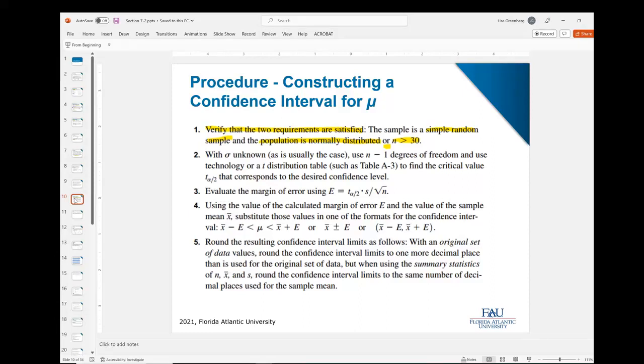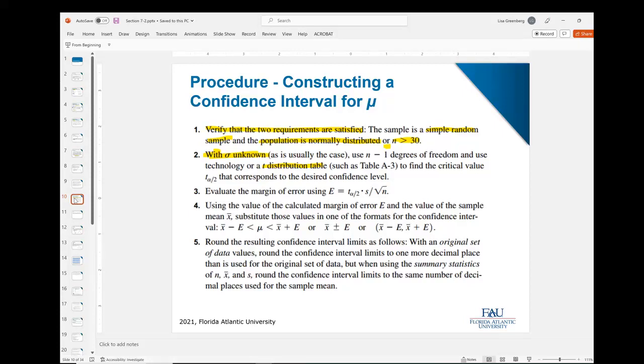So here it says, as long as we have an unknown sigma, so that's our standard deviation, we don't know it, use n-1 degrees of freedom and use technology or a t distribution table. So with unknown sigma, we're going to use a t distribution table to find critical values. And I'm going to show you how to do that in StatCrunch.